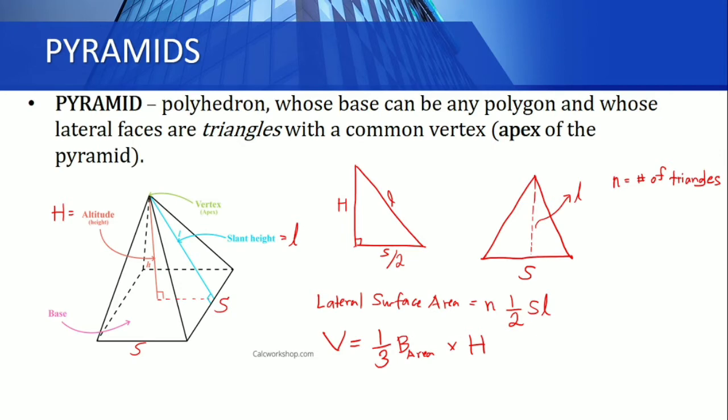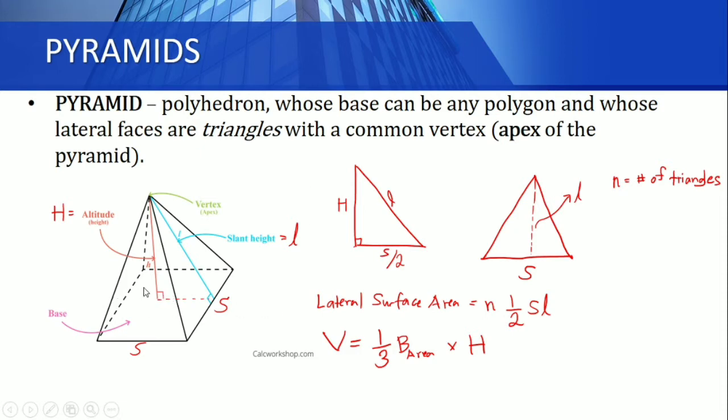So a pyramid is a polyhedron whose base can be any polygon and whose lateral faces are triangles with a common vertex, apex of the pyramid. So ito yung pyramid natin. O, sabi niya dito, lateral faces are triangles. So kapag pyramid, yung mga lateral faces niya dapat triangle yan. And whose base can be any polygon. So yung base natin, any polygon.